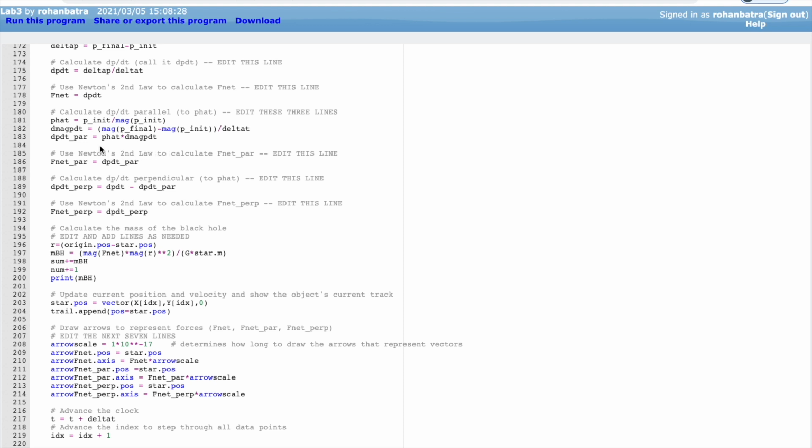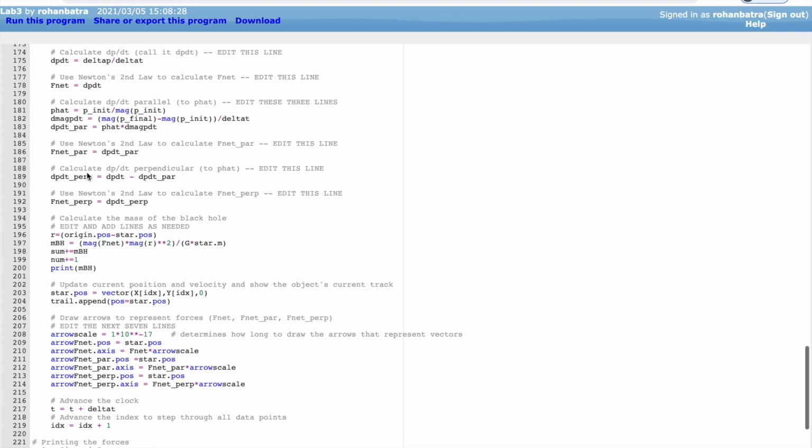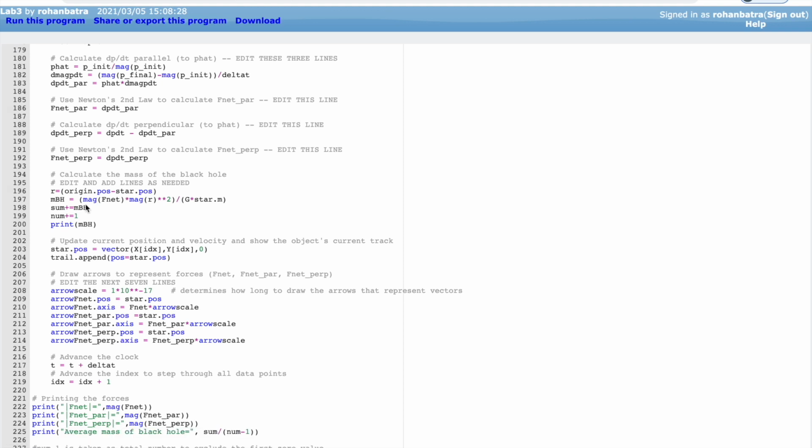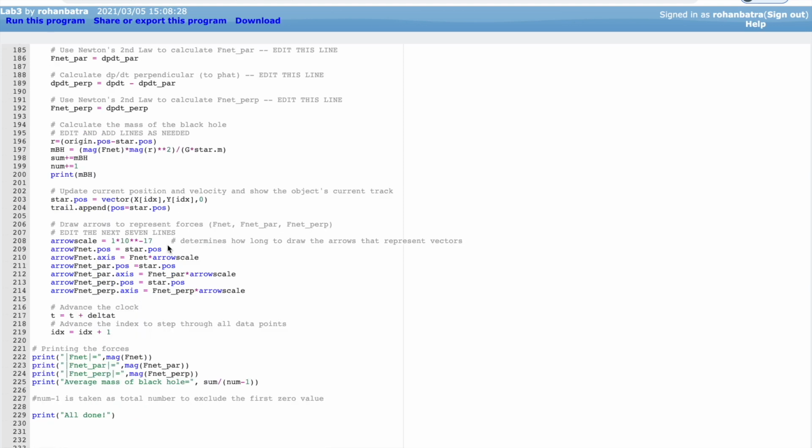We first found the unit vector for momentum and then found the magnitude of the rate of change of momentum. Using this, we were able to find the parallel and perpendicular components of net force, or rate of change of momentum. This is the formula for Newton's universal law of gravitation, which we have used to calculate the mass of the black hole. We have used the arrow scale equal to 1 times 10 to the power minus 17, which determines how long to draw the arrows that represent the vectors. This is mainly for visual purposes only.